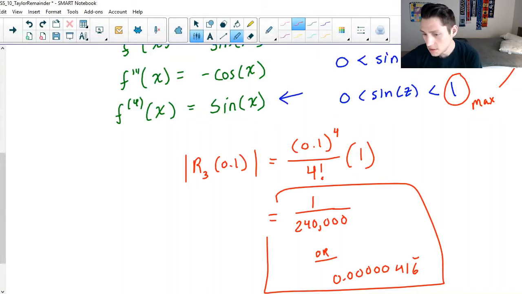Why wouldn't you just use the exact value of sine of 0.1? Wait, is that what you're asking? Why sine of 0.1? I'm assuming those messages are supposed to be together. You mean in the, for which part?